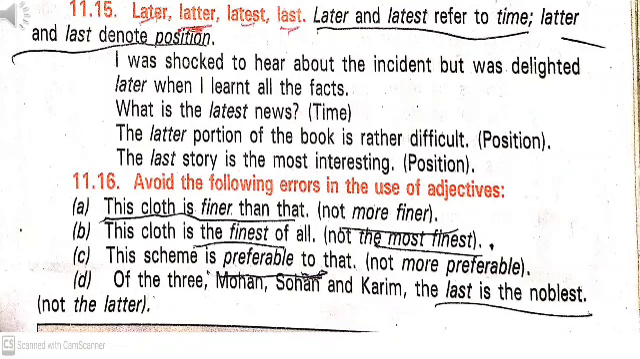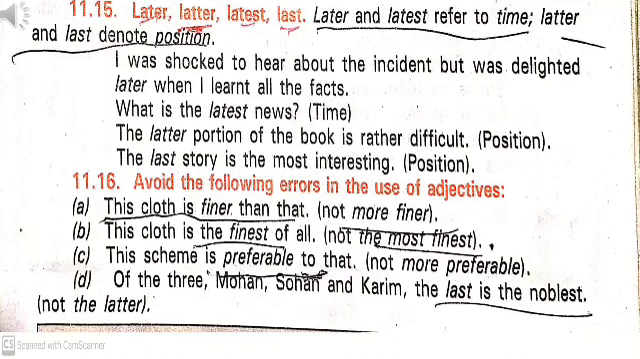Students, now the use of later, latter, latest and last. Later and latest, these adjectives are used to show time. Latter and last, these adjectives are used to show position. For example, what is the latest news? It is showing time. The last story is the most interesting. In this sentence, last is showing position.